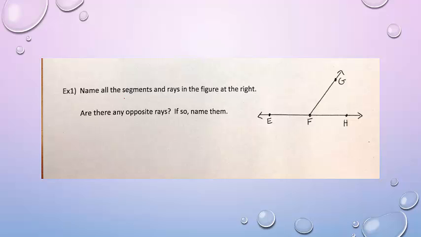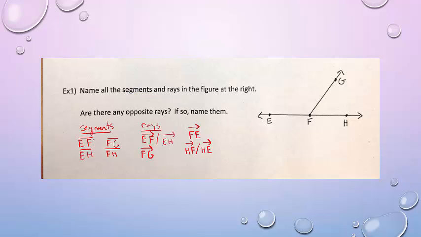So in the example, you're supposed to name all the segments and rays in the figure at the right. You can go ahead and pause the video and then unpause and see if you got the same answers that I got. There are a total of 4 segments: EF, EH, FG, and FH. In terms of rays, here's where you have to be careful. There's one ray that starts at point E and goes on forever. Now there are 2 ways to name it. You can name it EF or you can name it EH. It doesn't matter which letter, F or H, you use as long as it's on that side of point E.